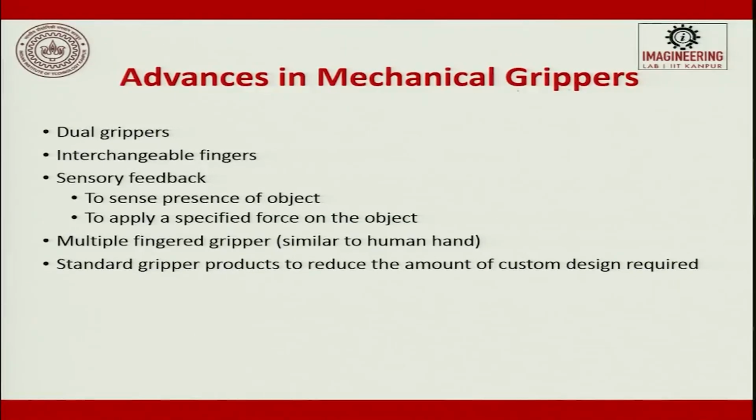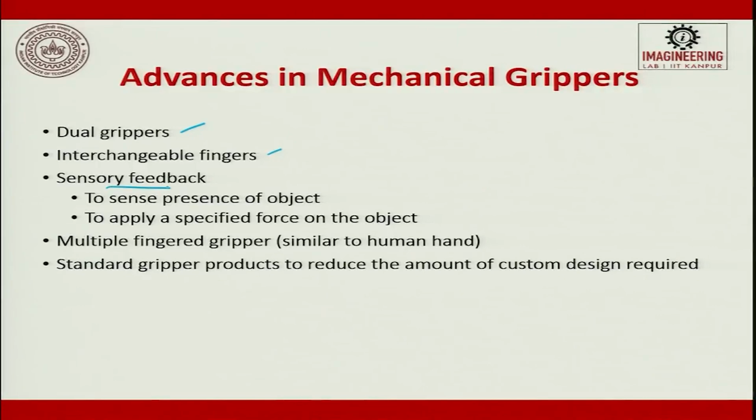The advances in mechanical grippers are dual grippers and interchangeable fingers. That means you can make a finger size larger, smaller, round, box, prismatic-like, helical-like, whatever it is. Then sensor feedback to sense the presence of an object, to apply a specific force on an object. So, these are some of the advancements.